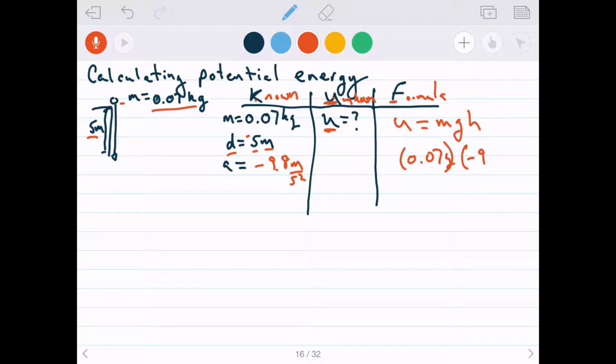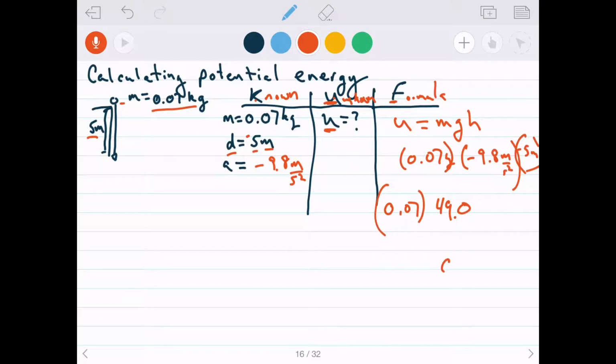Times negative 9.8 meters per second squared times the negative 5 meters. We plug all of those in, and let's see. I'm going to do them step by step. So we got 40, 45, that's 49. Okay. And times 0.07.